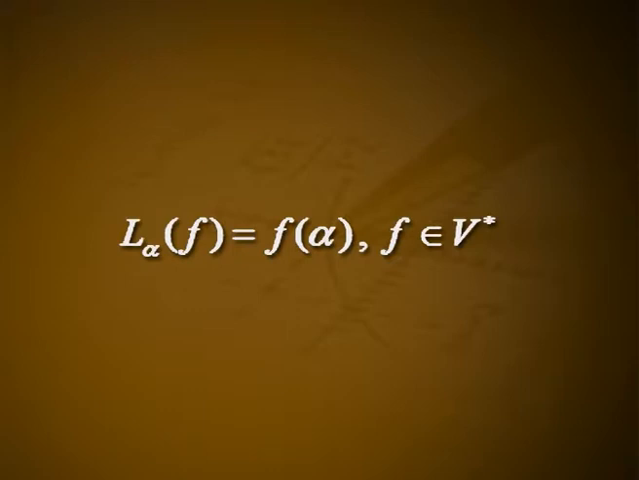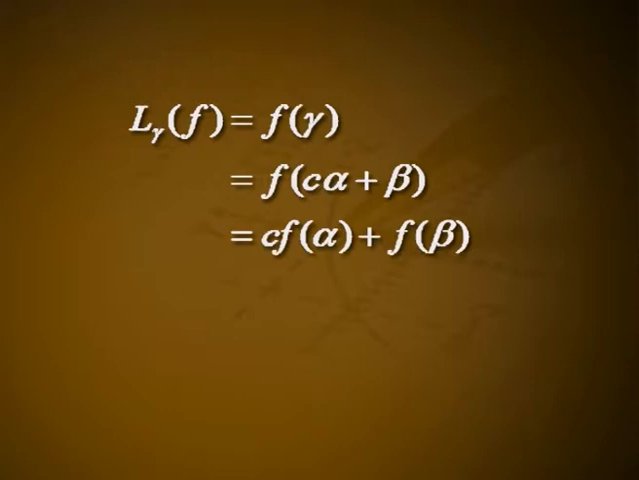Theorem 1, let V be a finite dimensional vector space over the field F. For each vector alpha in V, define L alpha of f equal to f of alpha, f belongs to V star. The mapping alpha to L alpha is then an isomorphism of V onto V double star.